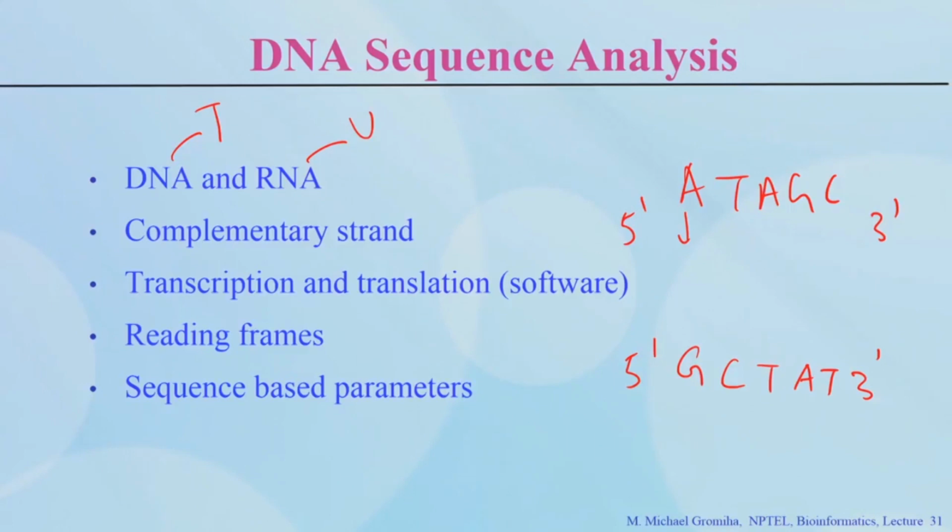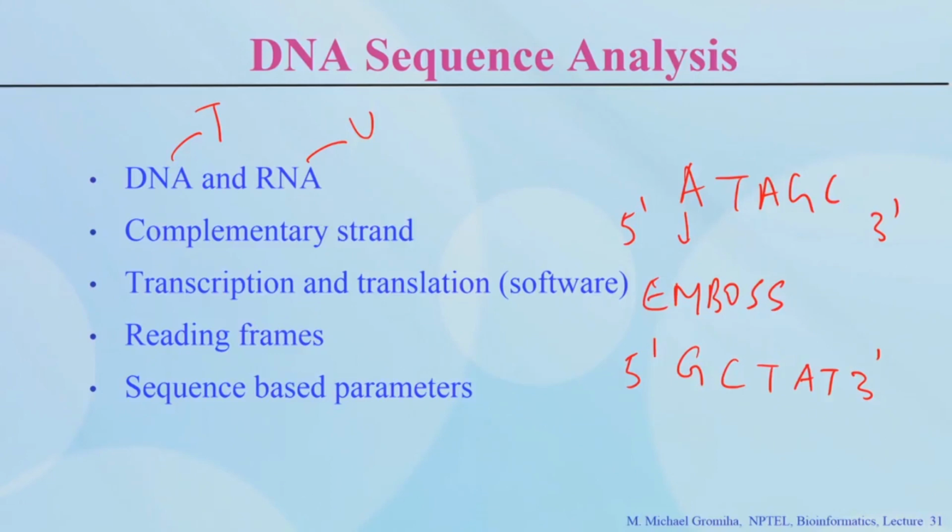And what software did we discuss for translation as well as the complementary strand? EMBOSS. We discussed EMBOSS. So, what is EMBOSS? European Molecular Biology Open Software Suite. It contains various packages, and we can use these packages to get various parameters of the DNA.